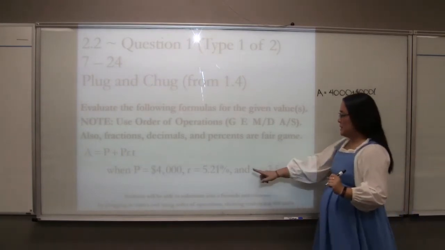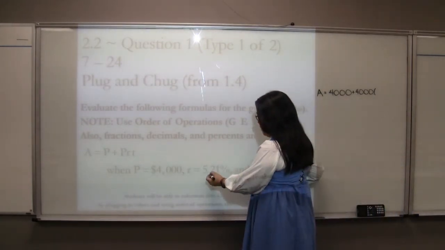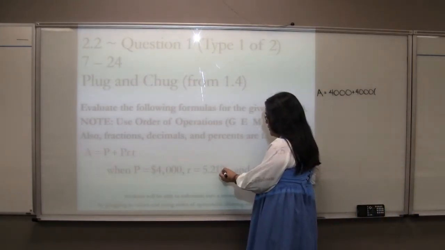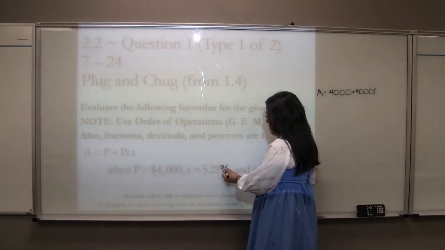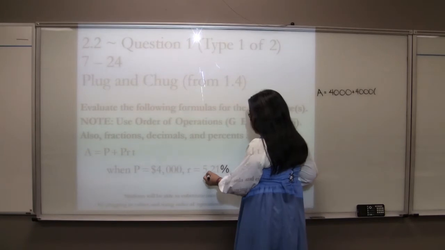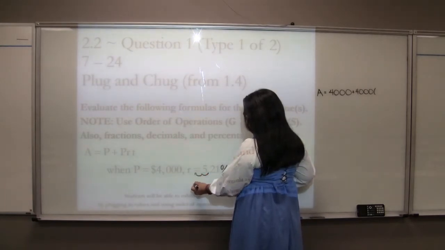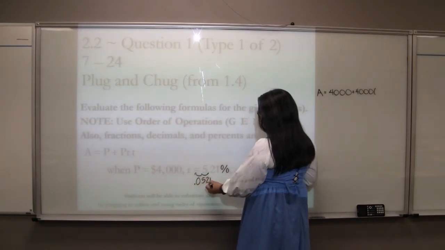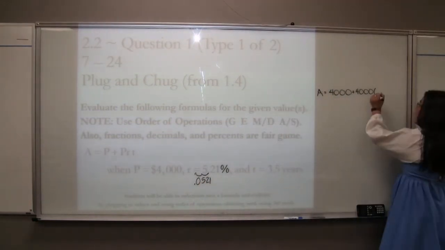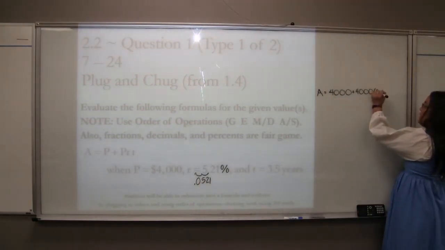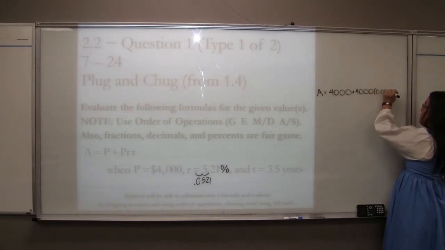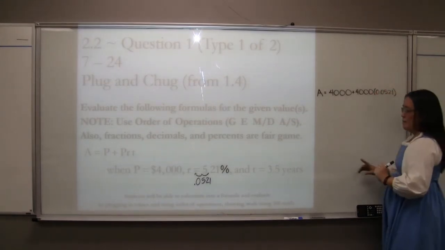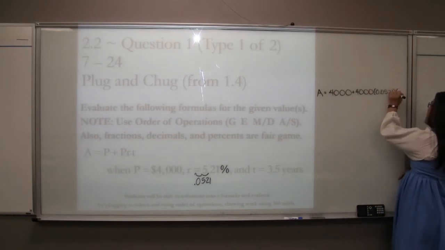Now, this is a percent, and we need to make it into a decimal. The way we change a percent into a decimal is we divide by two zeros, meaning divide by 100, which will move this over two places to the left. We're going to plug in this number, and then multiply it by the T, which is the 3.5 years.